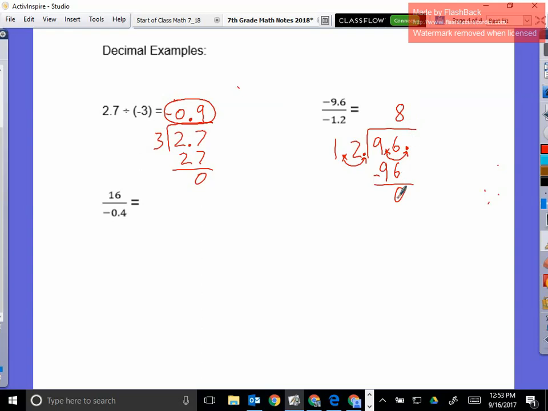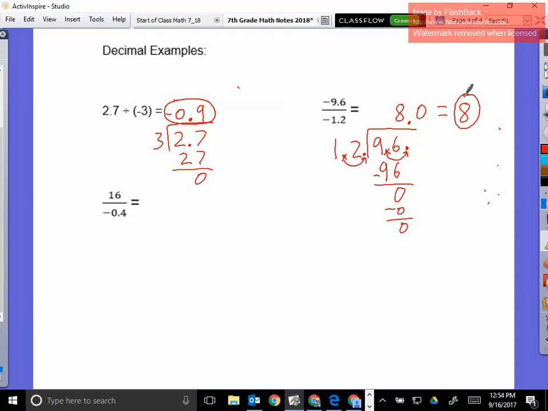If we did continue dividing, we could put this decimal point right there, and you could say 12 goes into 0, 0 times, take away 0, you still got 0. So 8.0 is just the same as 8. Last step, guys, check your signs. Both of these numbers were the same, they're both negatives, so we're going to keep this 8 positive. There is our answer for that division problem.